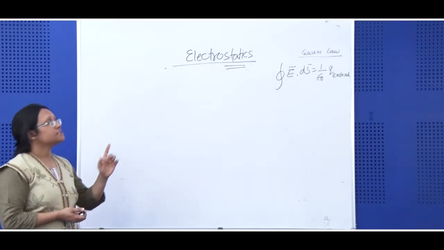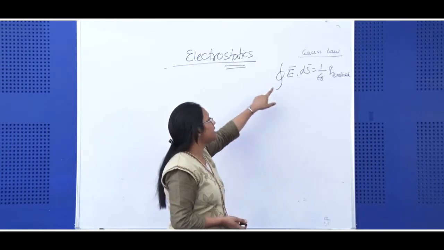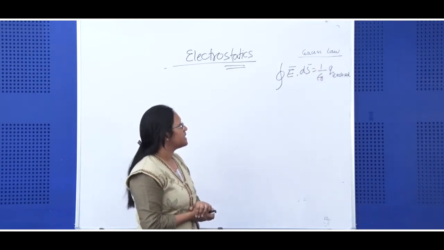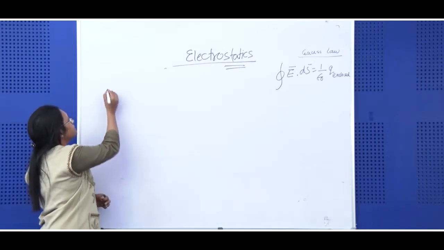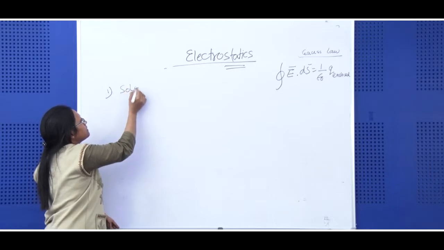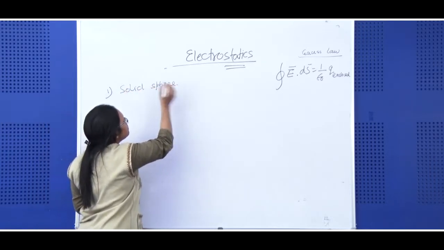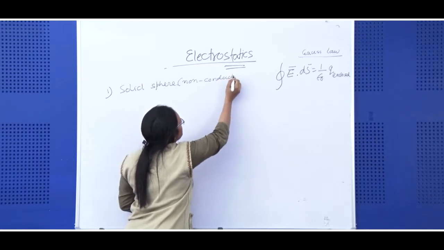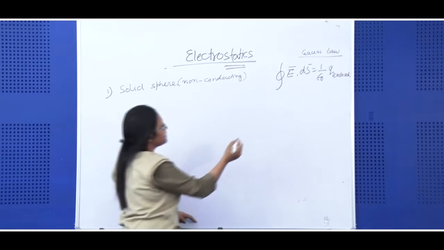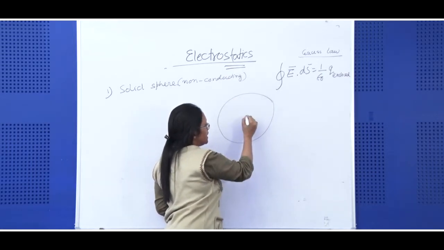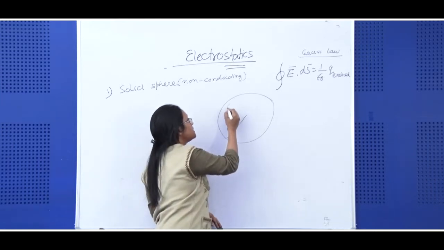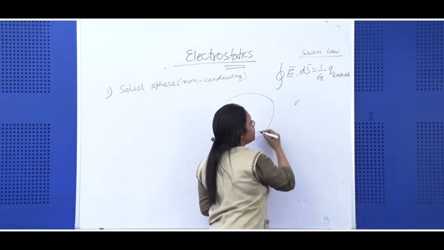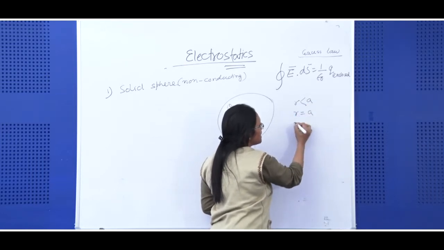As we had discussed in our last talk of electrostatics about Gauss's law, where we get the integral form as the integral of E dot dS equal to 1 by epsilon naught times the charge enclosed by that surface. Today we will see its application. Application number 1: a solid sphere which is non-conducting. Let we have a sphere of radius a which is carrying a total charge q. We have to find the electric field at a distance r, where r less than a, r equal to a, and r greater than a.